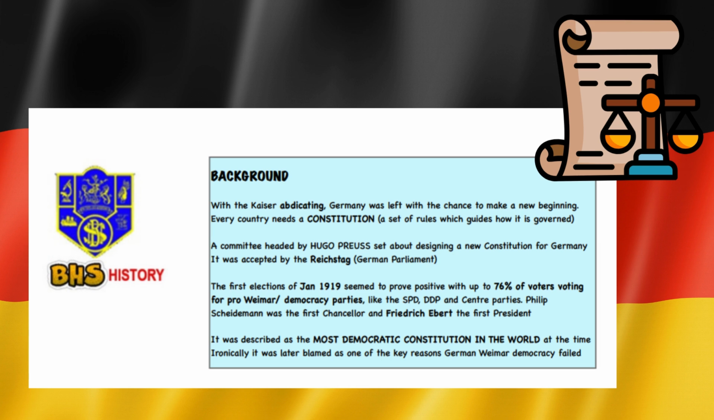Philipp Scheidemann was the first Chancellor, and Friedrich Ebert was the first president, and it was described as the most democratic constitution in the world at the time. Ironically, it was later blamed as one of the key reasons Weimar democracy failed. So let's have a look at the key features.